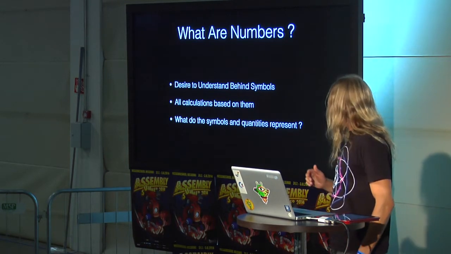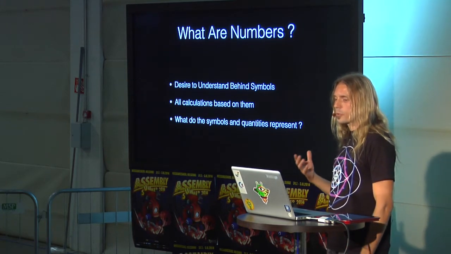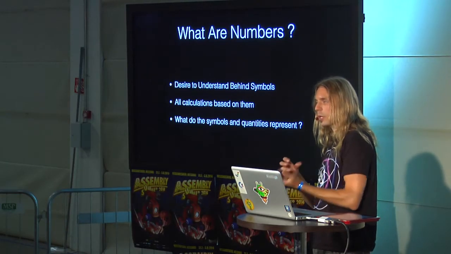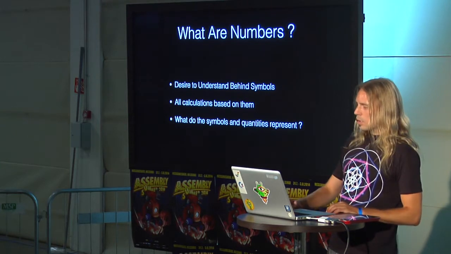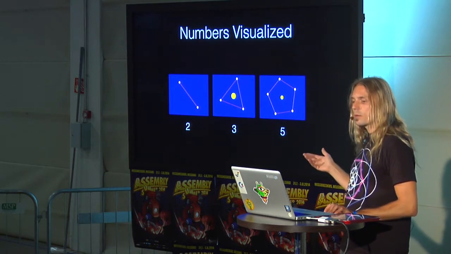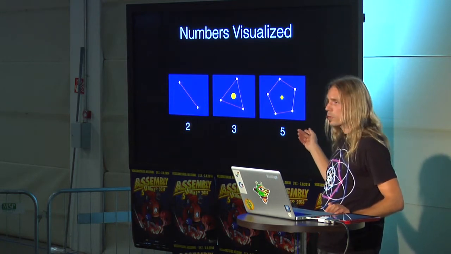The reason I started developing this software was because I wanted to understand numbers and what do numbers represent, the symbols. We use numbers every day. We don't even know what the symbols mean. We calculate our science, computers work based on these numbers, and we don't necessarily understand what these quantities represent on a somehow deeper level. So I started playing around with these things from a very simple viewpoint. I just visualized simple polygonal formations, 2, 3, 5, for example, here. This is where I started from.